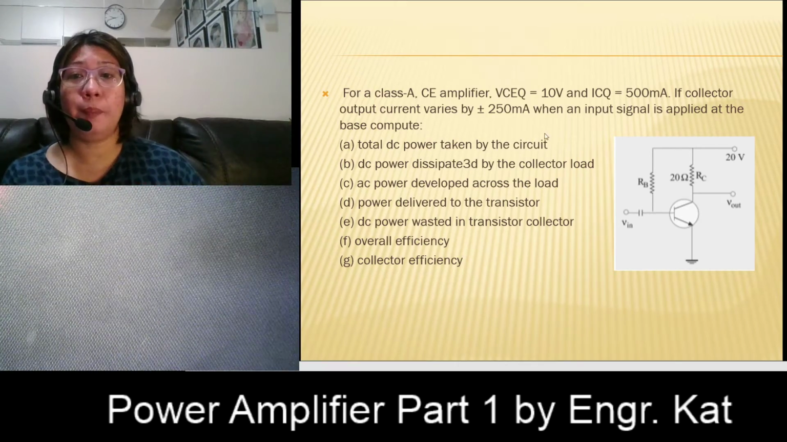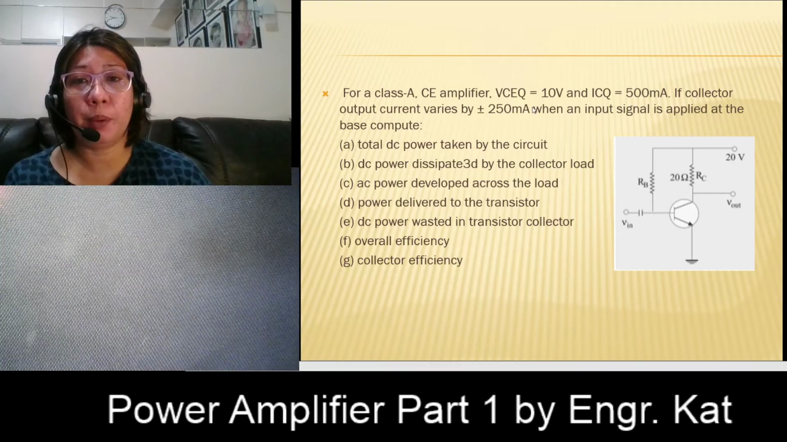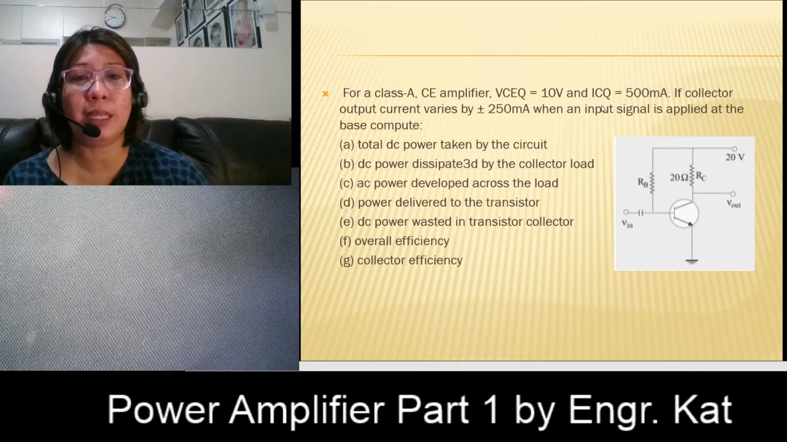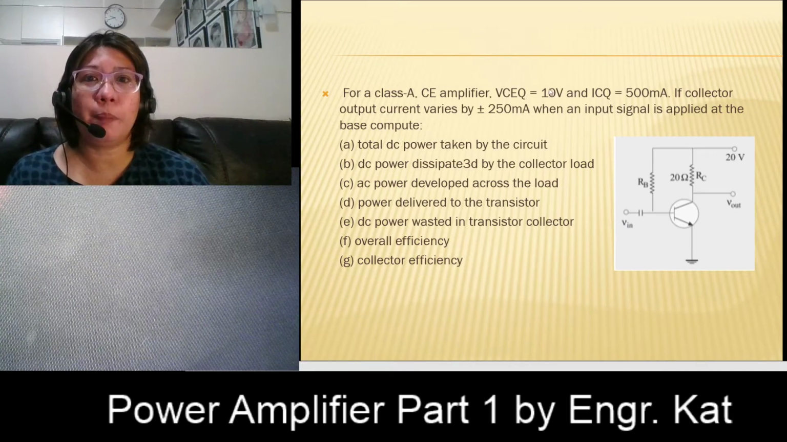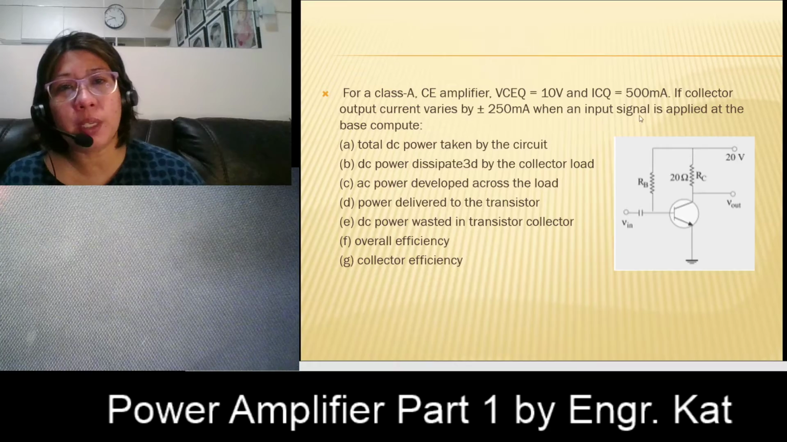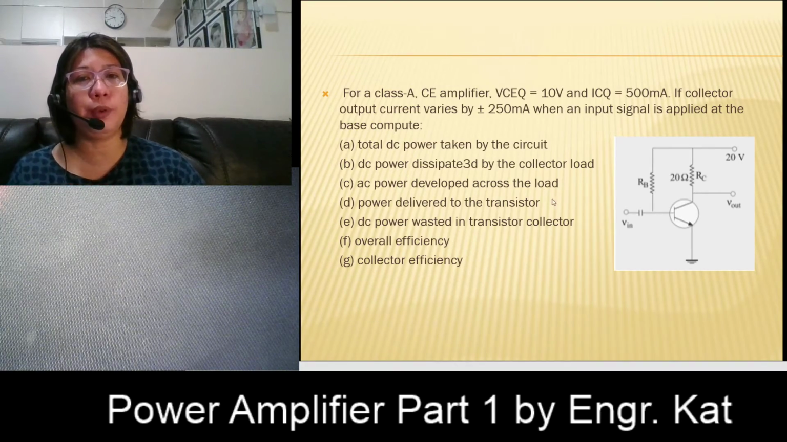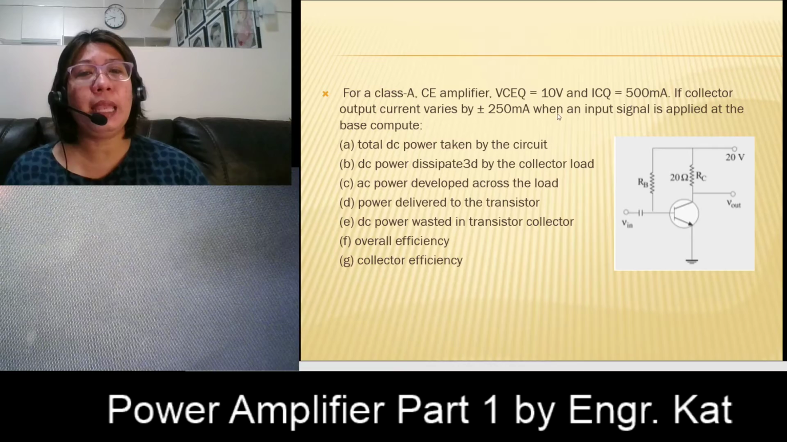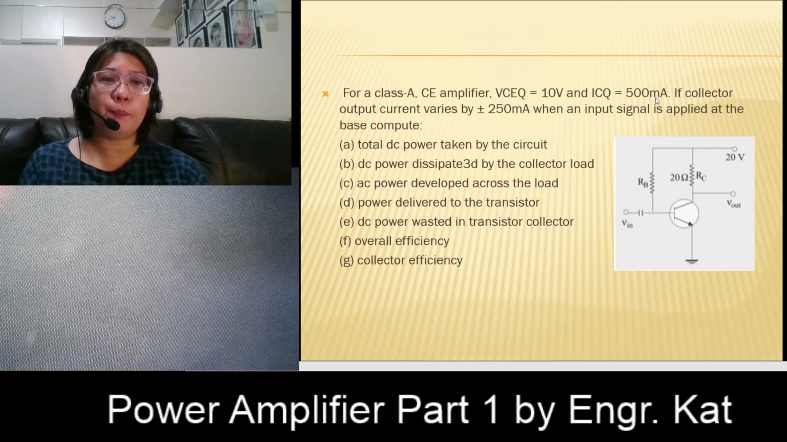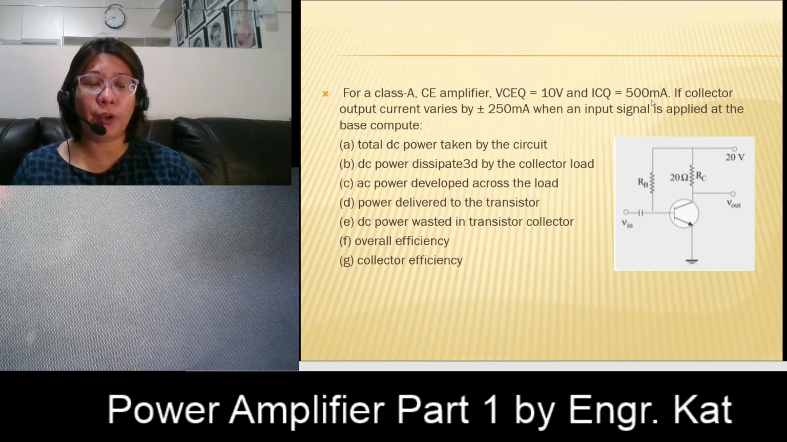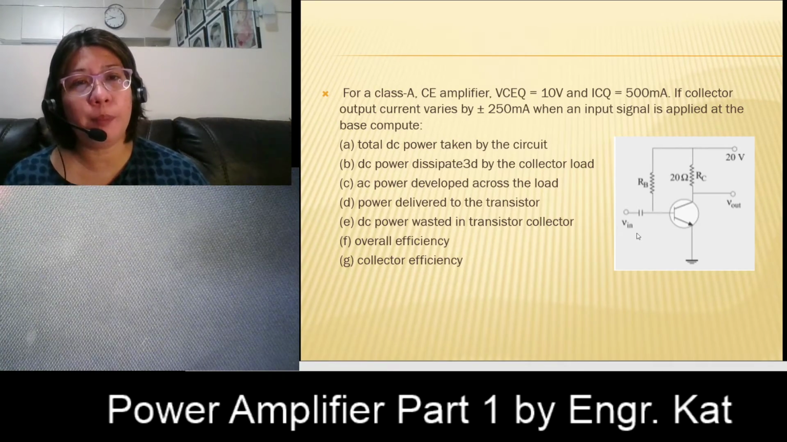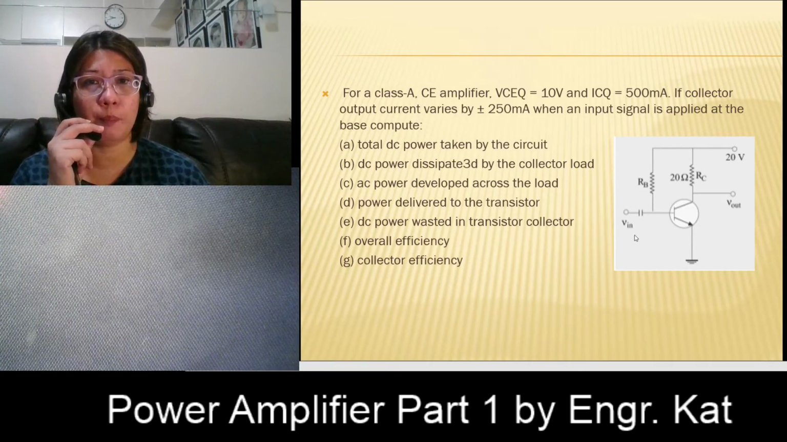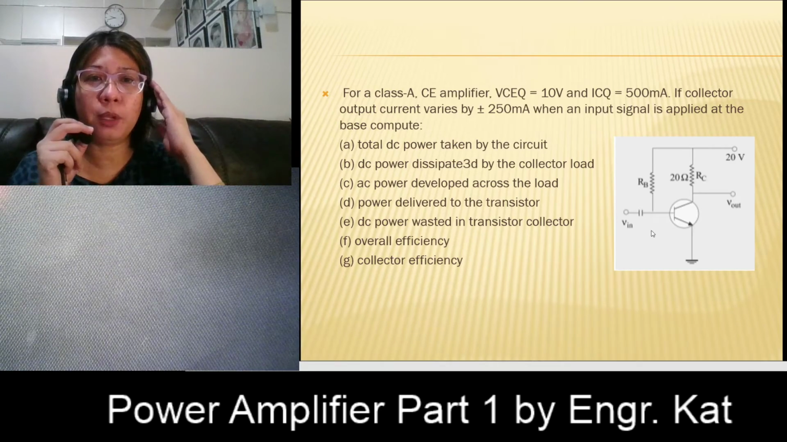For a Class A common emitter amplifier, VCEQ is 10 volts and ICQ is 500 milliamperes. Okay, so in our previous topics, we usually solve for VCEQ and we usually solve for ICQ. So in this case, it is already given. And as you can see, 500 milliamperes is a very, very big current compared to those we have previously solved. Previously, we were just solving for lesser than 5 milliamperes or even microamperes. So why do we have 500 milliamperes here?